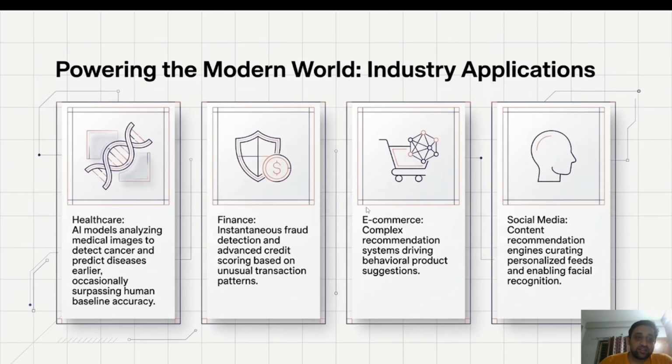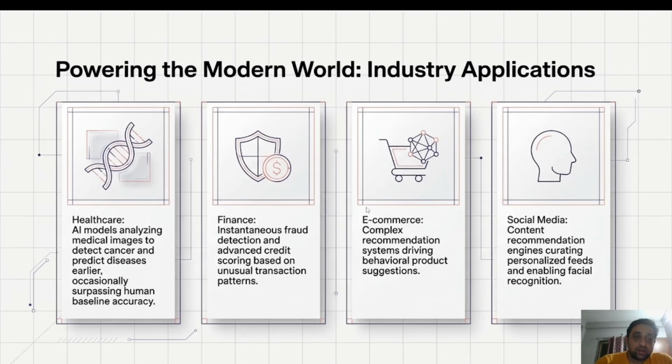We've covered the architecture. Now let's zoom out and see where deep learning is already running the world around you right now today. Healthcare. AI models are analyzing medical images, MRI scans, CT scans, retinal photographs to detect cancer, predict diseases, and flag anomalies. In some benchmarks, deep learning models have matched or even surpassed the diagnostic accuracy of trained radiologists. Companies like Google DeepMind have built models that detect over 50 eye diseases from a single retinal scan.